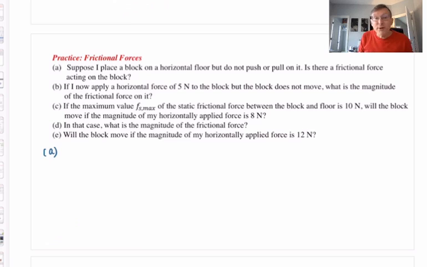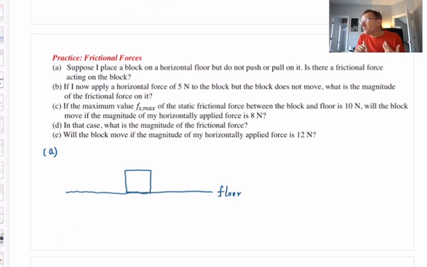So what I would recommend you do, I hope you did this, is to help you visualize, make yourself a sketch. There's the horizontal floor. There's the block. But I'm not pushing or pulling on it. So the implication is there's nothing pushing or pulling sideways.